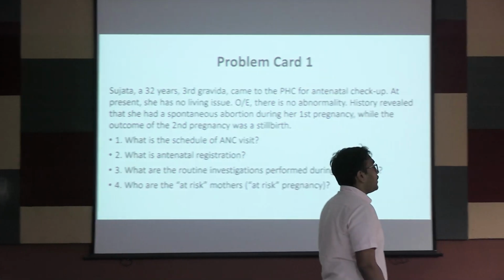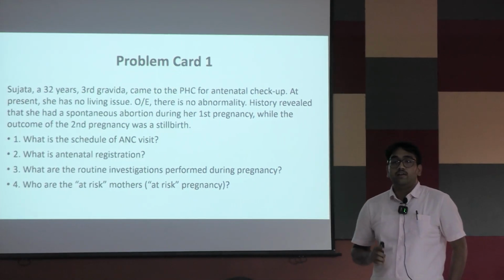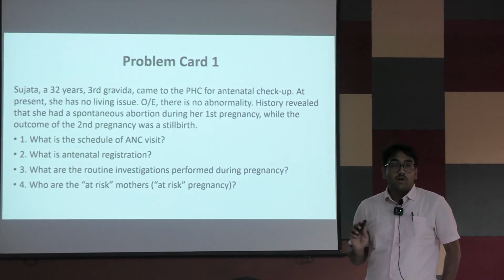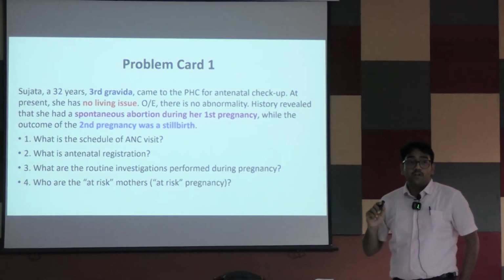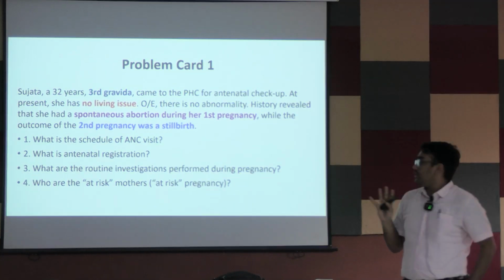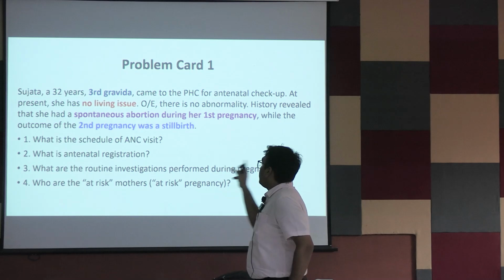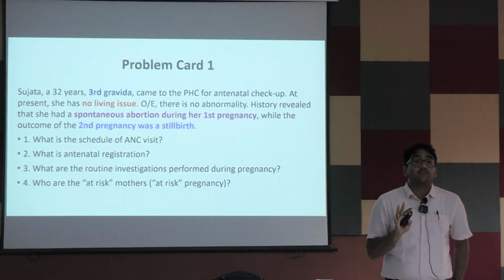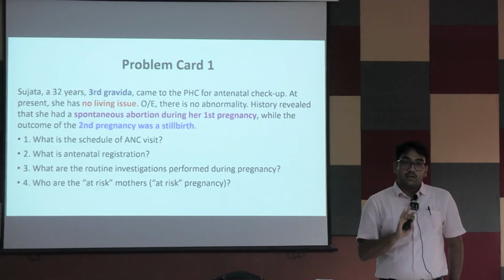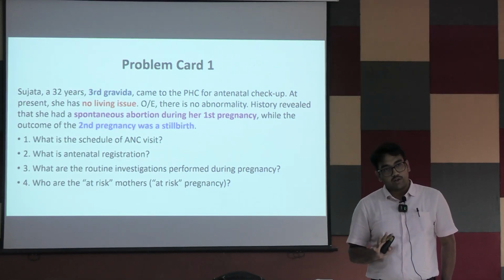So if you look at this problem card, what are the important points that we need to note in this problem card? What are the important things? So see, first of all, Sujata is a third gravida, isn't it? She is a third gravida. She has no living issue. There is a history of spontaneous abortion during the first pregnancy, and there is a history of stillbirth in the second pregnancy. So this is the obstetric history that we have got.